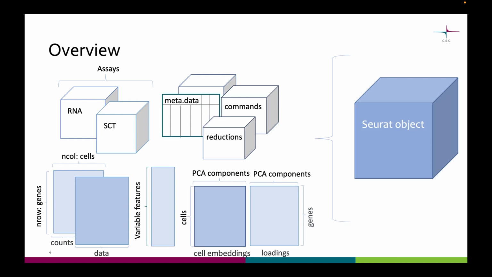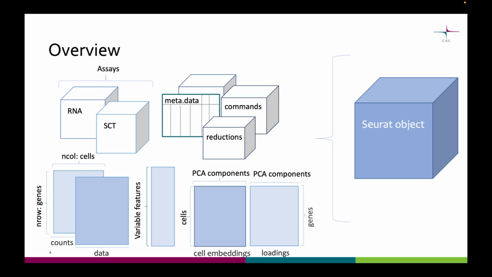Furthermore, if the data has been normalized with the SCT transform, the normalized expression values are stored in the SCT assay's data and counts slots. The integrated assay you would have if you're doing multiple sample analyses and you have combined the samples using the integration method. Other slots in the object are, for example, the reductions, comments, and metadata slots.